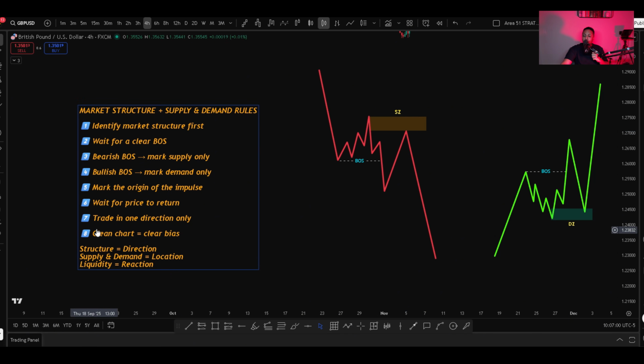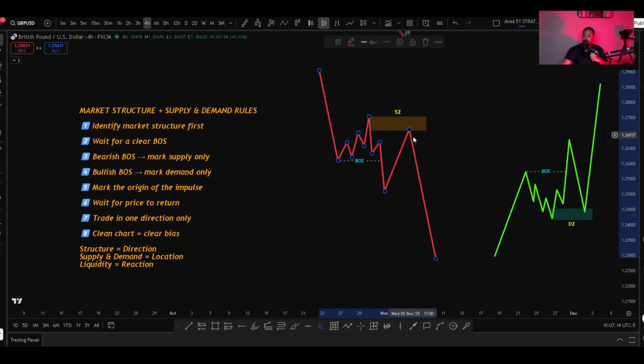Number 7, you only trade in one direction. If this is a downtrend and you already marked your supply zone, you're only looking for a down move. You're not looking to buy this market. You're looking to sell this market from a supply zone.